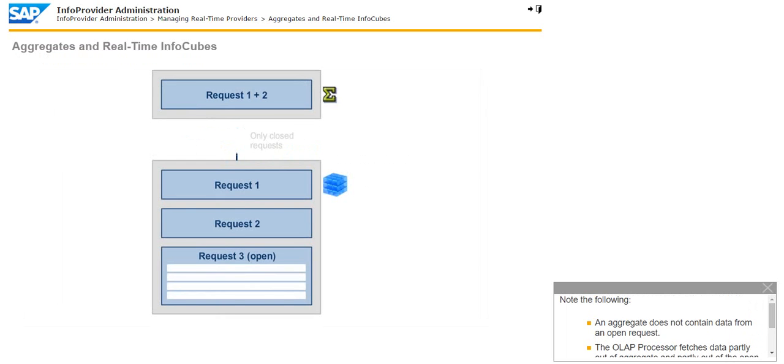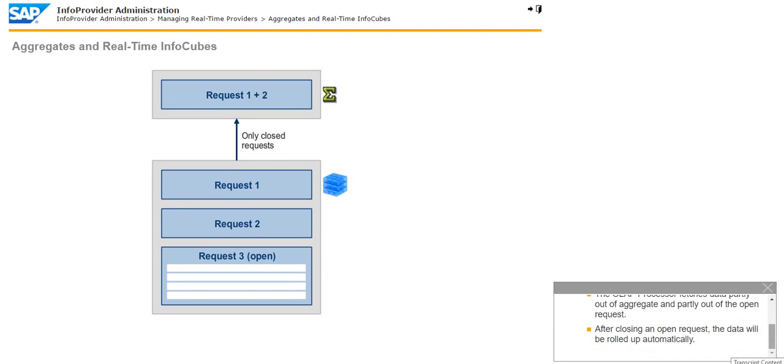Note the following. An aggregate does not contain data from an opened request. The OLAP processor fetches data partly out of the aggregate and partly out of the opened request. After closing an open request, the data will be rolled up automatically.